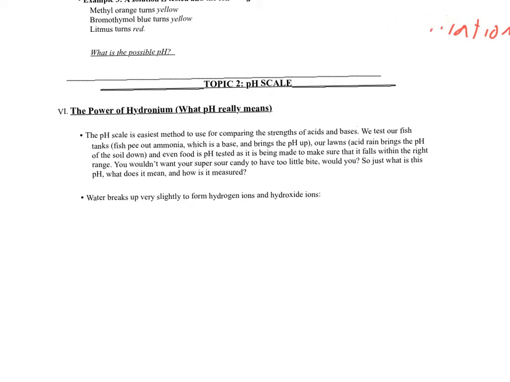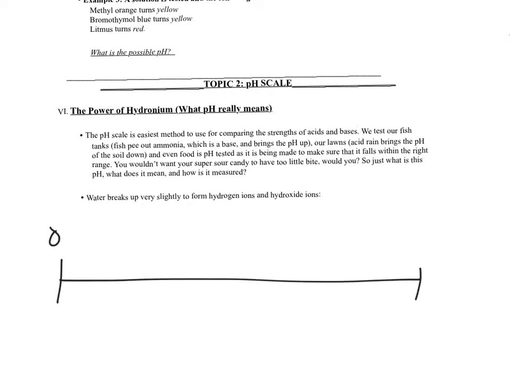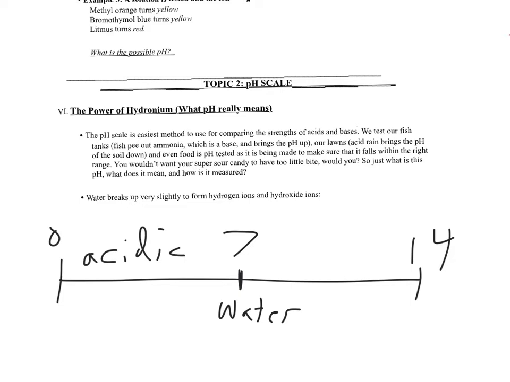The scale, if you remember it, should go from 0 all the way up to 14, with 7 in the middle. Most people can remember that water is neutral, and that sits right around a 7 pH. And just to bring back a little of what we did in the indicators video, everything between 0 and 7 is acidic. Everything between 7 and 14 is basic, and water is considered neutral at about 7.